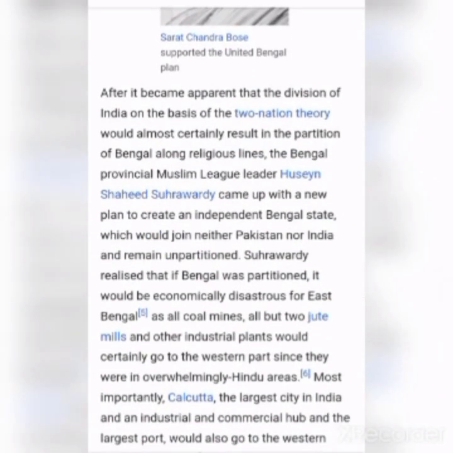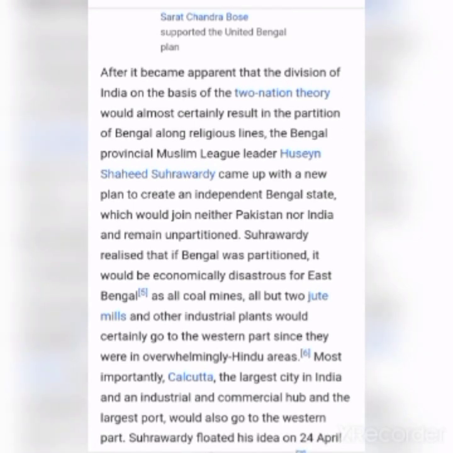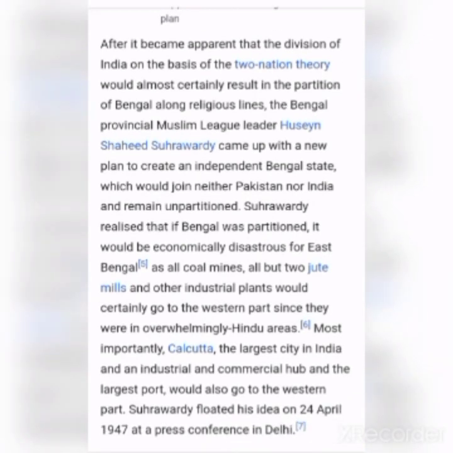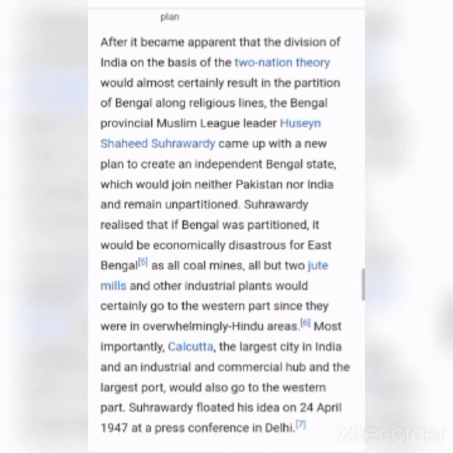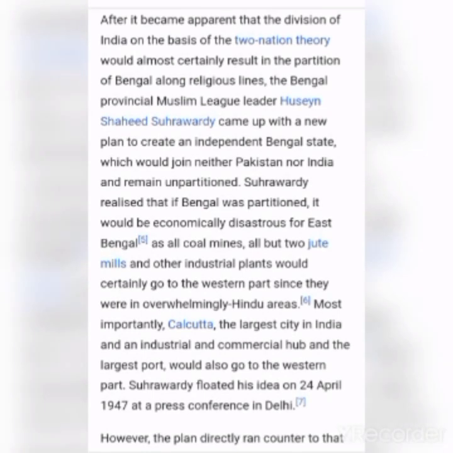After it became apparent that the division of India on the basis of the two-nation theory would almost certainly result in the partition of Bengal along religious lines, the Bengal Provincial Muslim League leader Hussain Shaheed Suhrawardy came up with a new plan to create an independent Bengal state, which would join neither Pakistan nor India and remain unpartitioned.